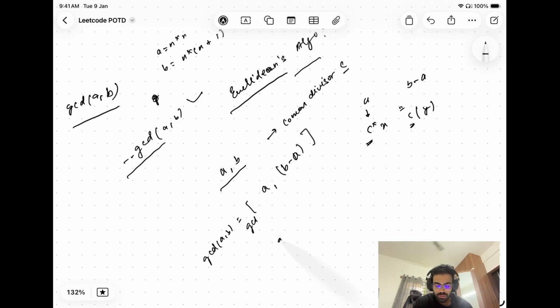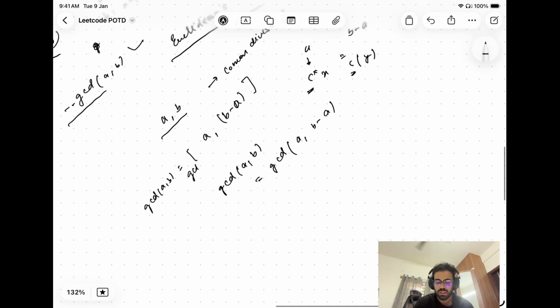Okay, so GCD of A comma B can be written as GCD of A comma B minus A. Similarly, if this is some number x, then again can I write a GCD of something? Again the A comma x, again I replace x minus A. Can I again go ahead and call it same? So it's basically a recursion.